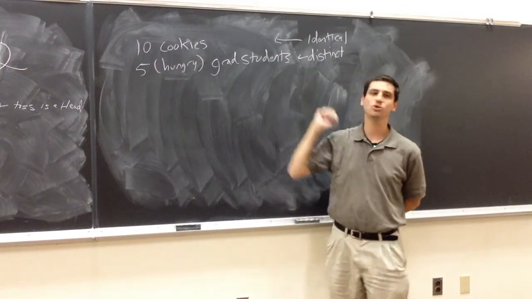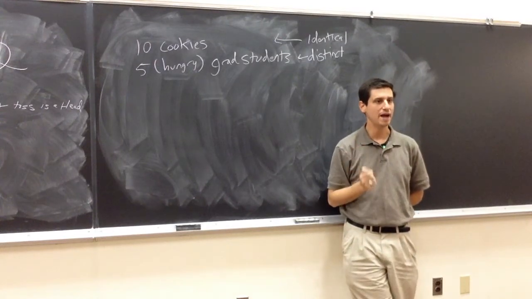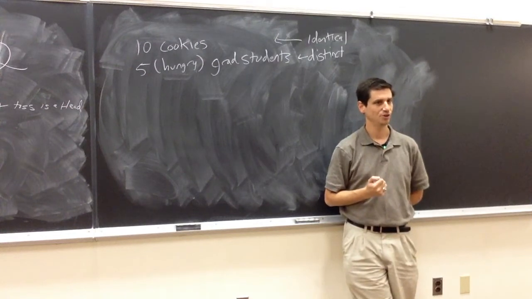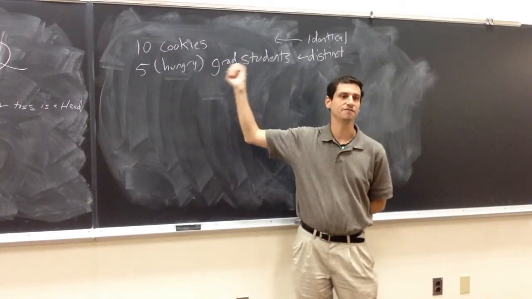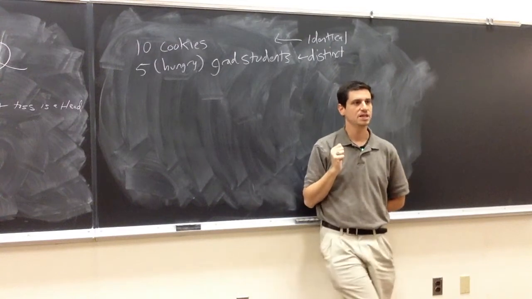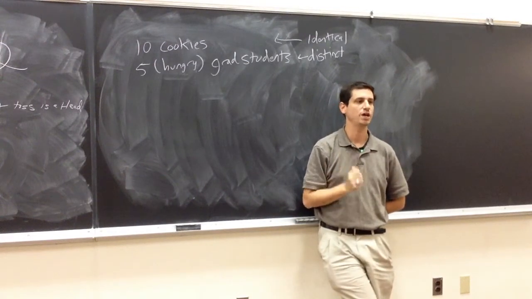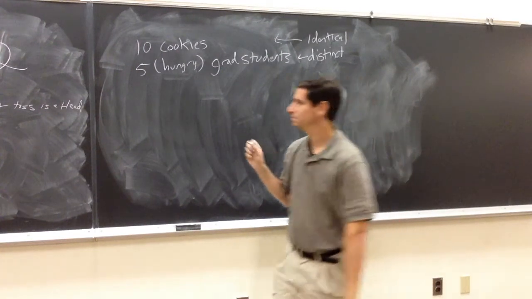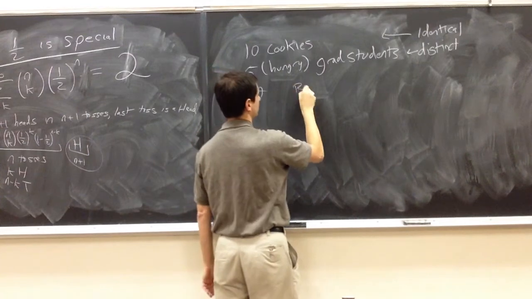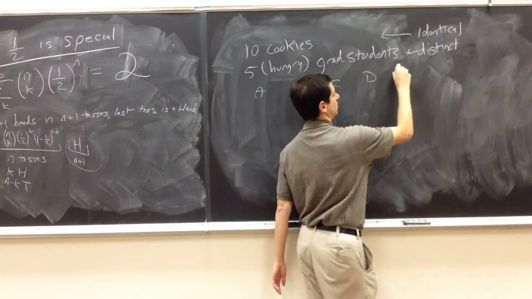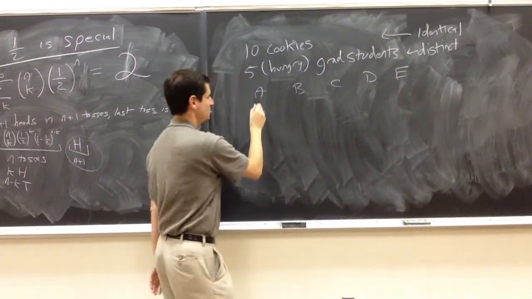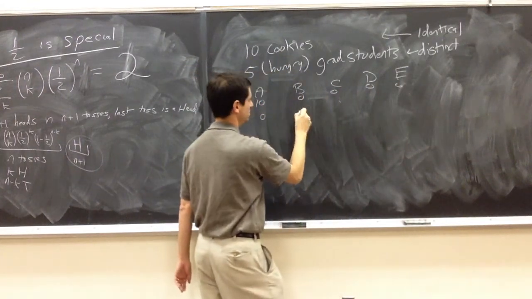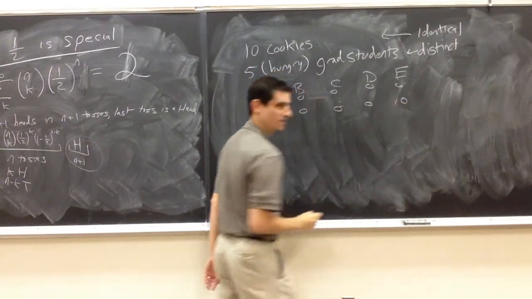But I will assume the cookies are identical. All that matters is how many cookies you get. You don't care which cookies you get. I want to know how many ways there are to divide the cookies among the people. Somebody give me a very painful way to solve this problem. Yes? You consider all the possible situations that can happen. Good. So 10, 0, 0, 0, 0, dot, dot, dot, 0, 0, 0, 0, 10. Now what comes next?